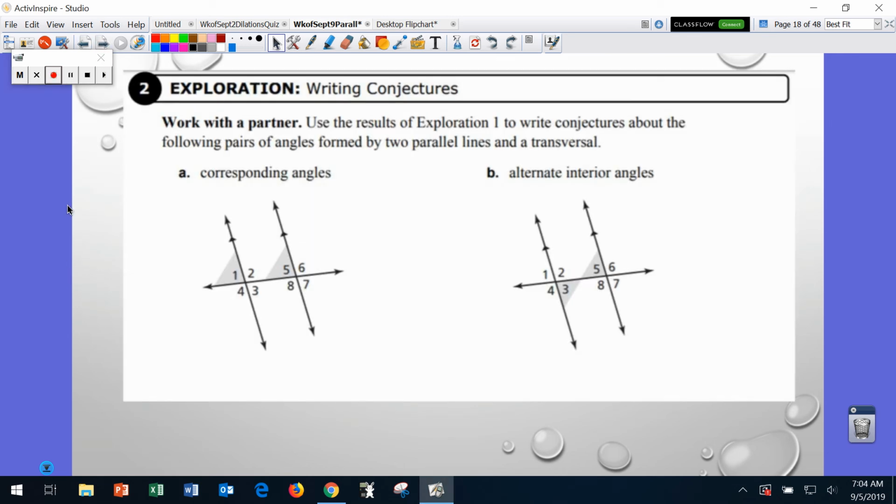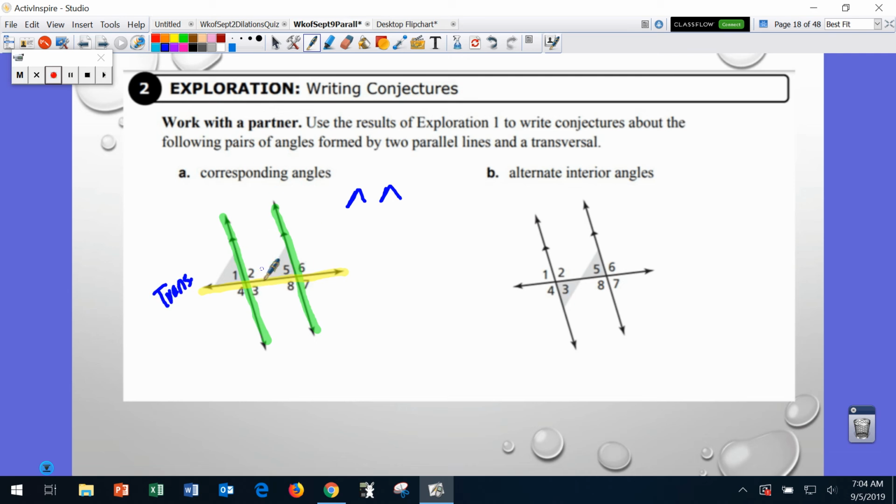Okay, so it says use exploration 1 to write conjectures about the following pairs of angles formed by two parallel lines and a transversal. Well, I'm going to highlight the parallel lines for you. These are the parallel lines, and this line that I'm going to highlight in yellow is called the transversal. The symbol for parallel, if you notice, is these little arrows. That means these lines are parallel, and this is your transversal here.